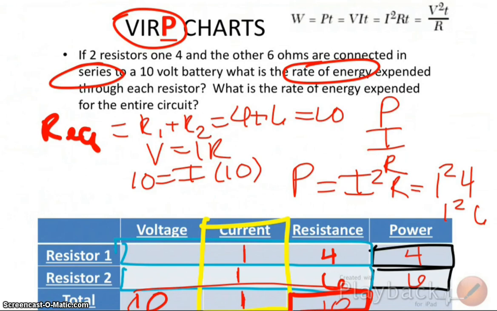You could also find total power, which is 10, these 2 added together, or you can go across and find it that way. Both work out.